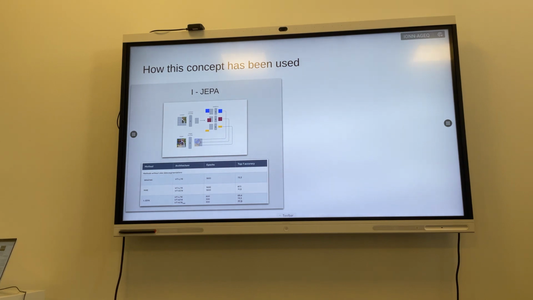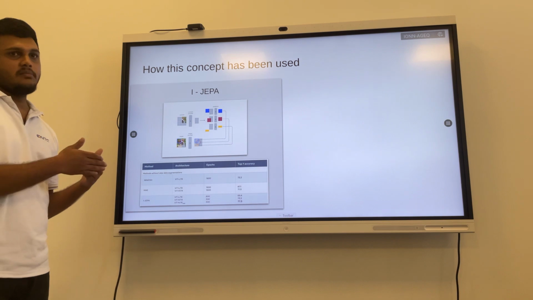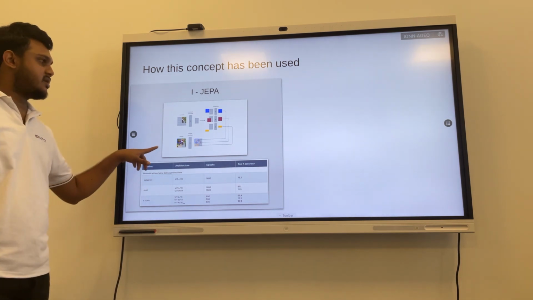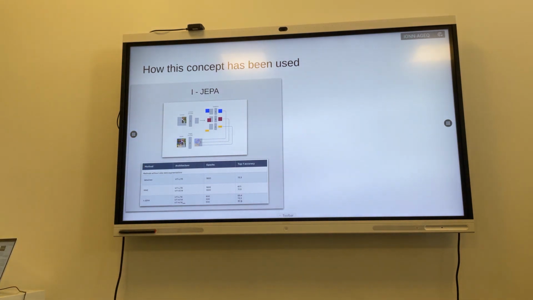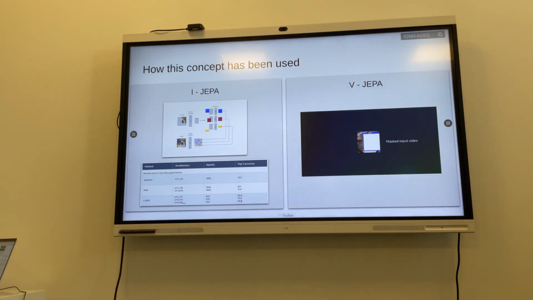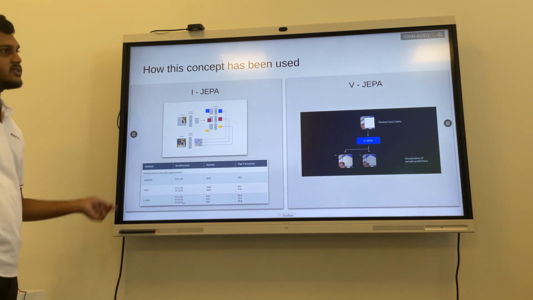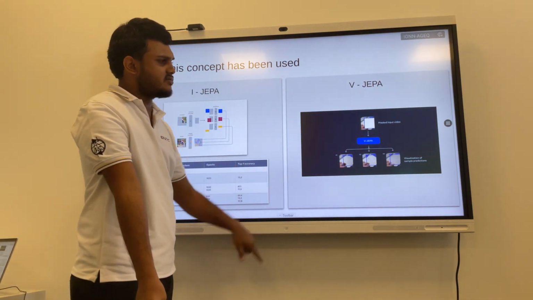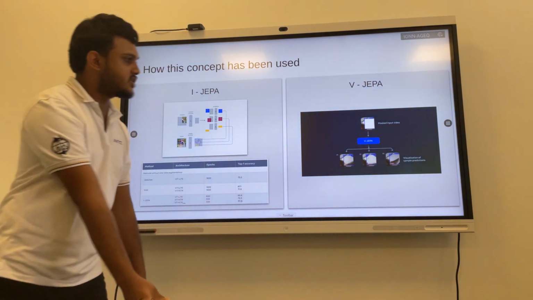So in I-JEPA, if I tell you at a high level, like we saw in MAE they are calculating losses at the pixel level, right? But in I-JEPA what they are doing is calculating losses in the latent space. So that's the difference. And another thing is this V-JEPA. I think there's a video based version of MAE, and I think this is the extension of that, V-JEPA. This came out this year, I think 1 or 2 months ago. So here also you can see they are using that masking concept.